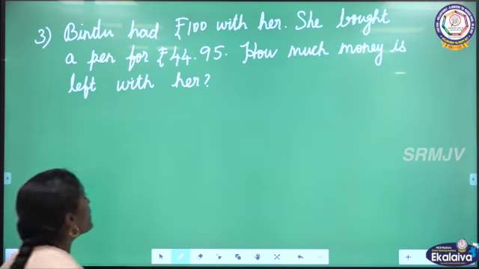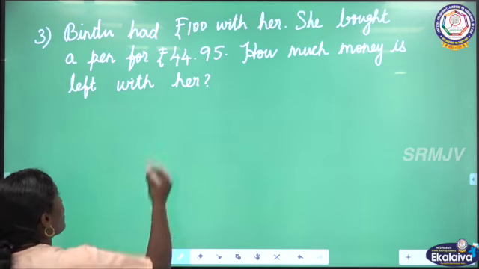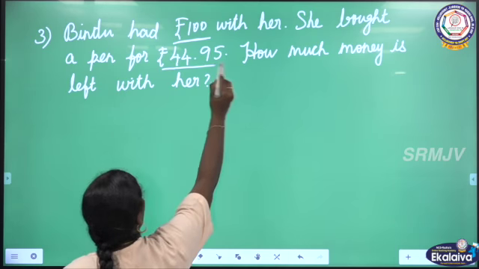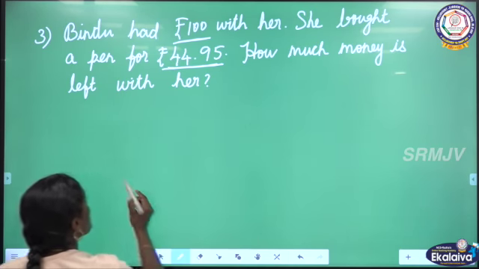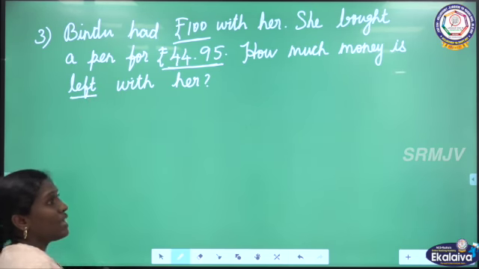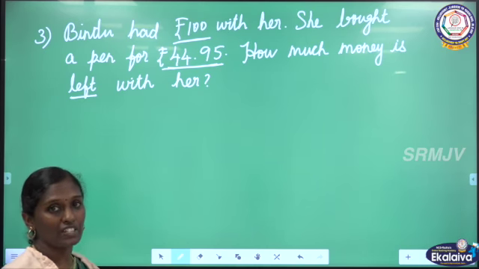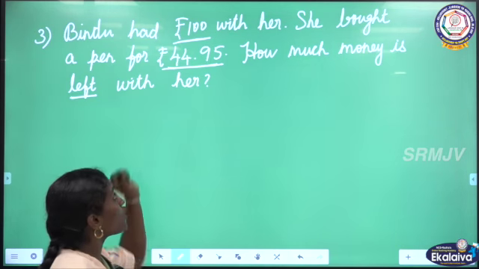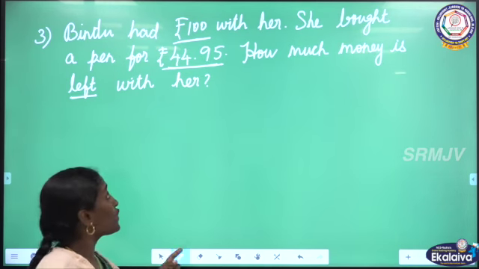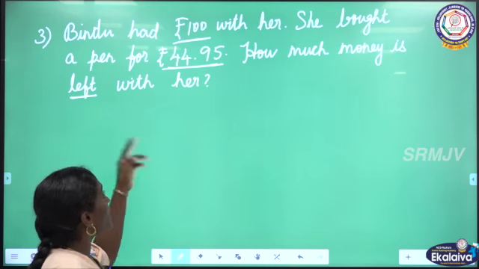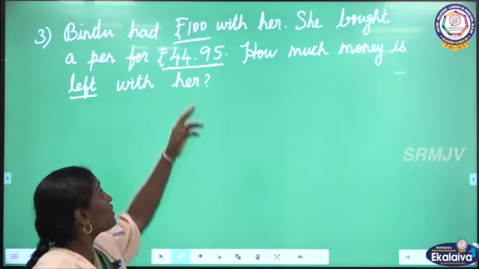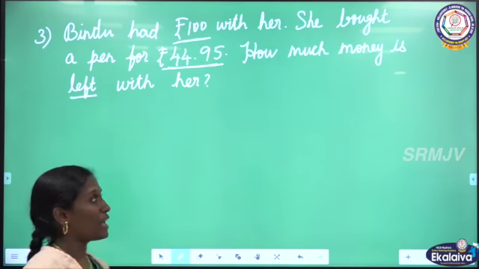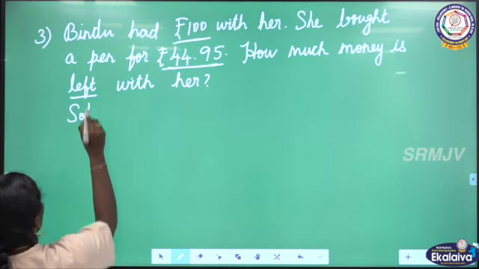The next one, word problem. Bintu had 100 rupees with her. She bought a pen for rupees 44.95. How much money is left with her? Left is the clue word for subtraction, isn't it? So Bintu had 100 rupees. She bought a pen for rupees 44.95, 44 rupees 95 paise. Now we are going to find out the money left with her. For that, from the amount she had, we have to subtract the amount spent for a pen. Okay. So let us start the solution.